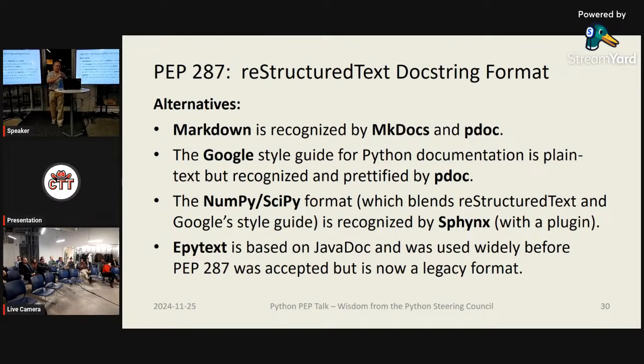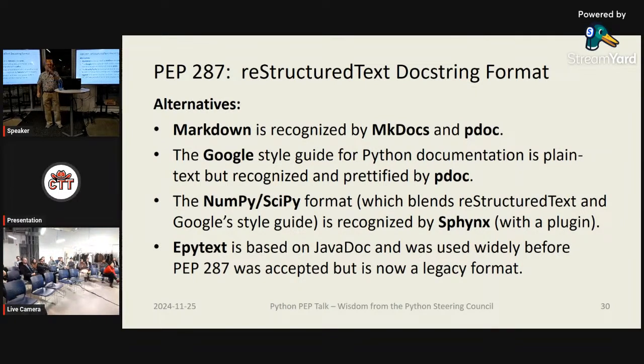My personal favorite, though, is the NumPy SciPy format. That blends restructured text with Google style. It gives me the simplicity and readability of the Google style, plus I have the flexibility and power of restructured text when I need it. There is a plugin for Sphinx that will work with this format.